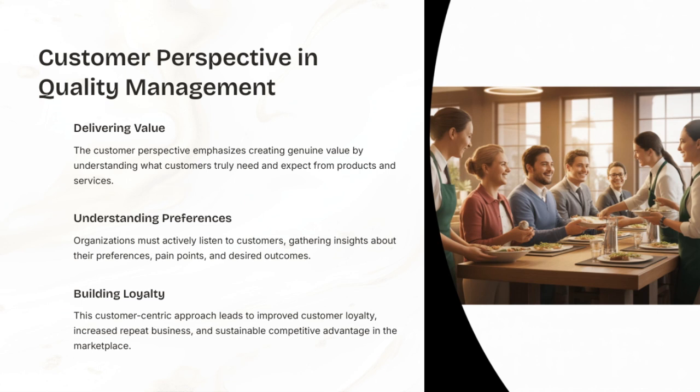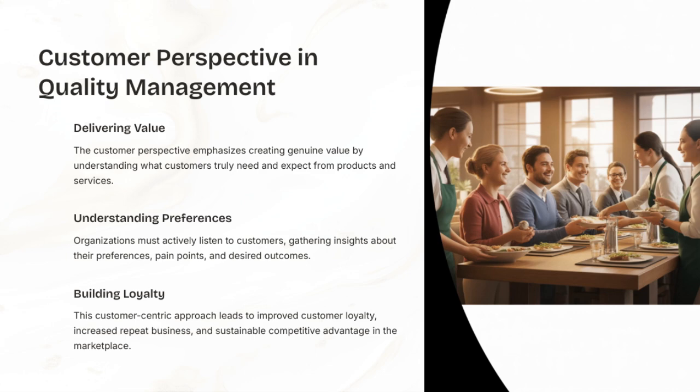Understanding these preferences is crucial because it helps us create genuine value. It's not enough to just offer a product or service. We have to know what customers truly need and expect. This understanding ensures we deliver solutions that resonate with them and meet their expectations. And that brings us to delivering value.